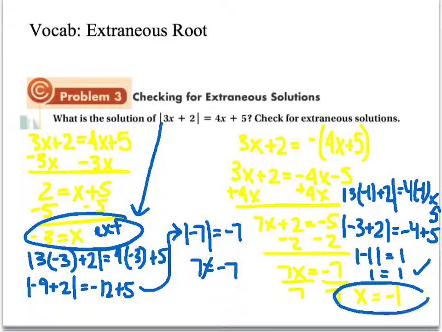So we know that x equals -1 is our solution. X equals -3 is our extraneous solution. It doesn't work. X equals -1 is our good solution. It works. It's true. Ta-da.